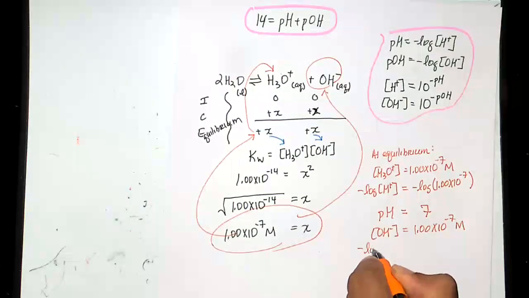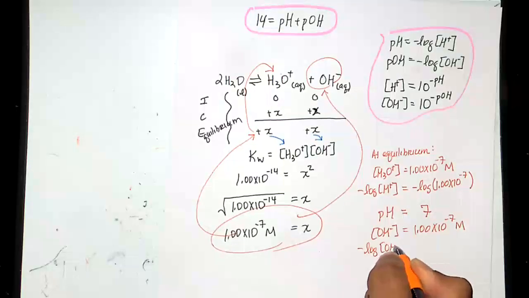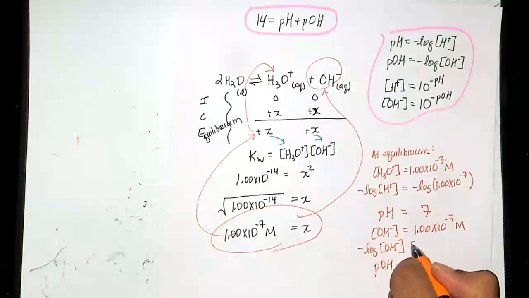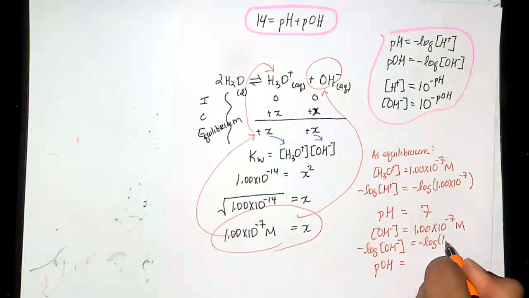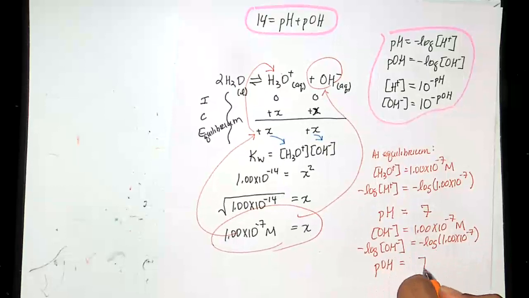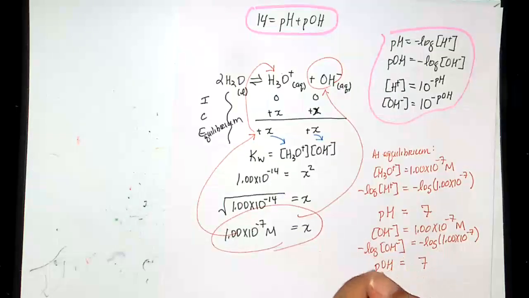So let's take the minus log of both sides of the equation. Remember, the minus log of something is the power of something. The minus log of OH minus hydroxide is the power of hydroxide ion, the pOH. And what's the minus log of 1.00 times 10 to the minus 7 on your calculator? It's 7.